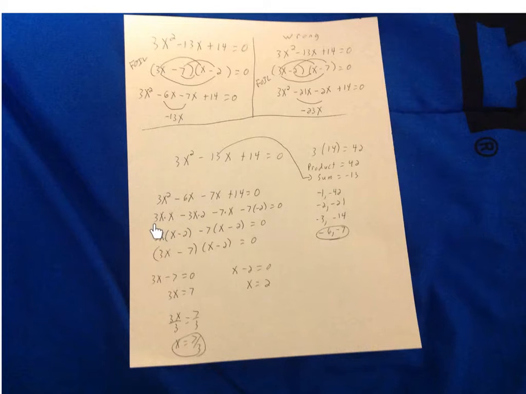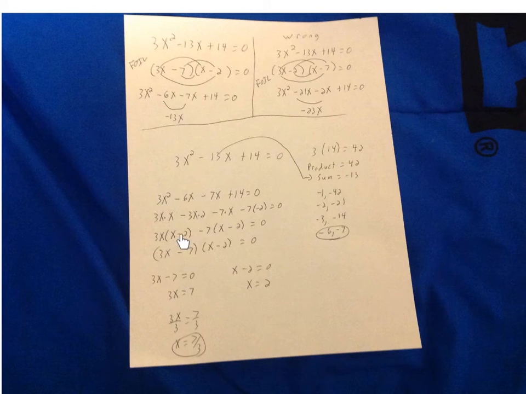So here I factored a 3x, that leaves me with x minus 2. If you distributed that, you'd come right back up here. Then I factored a negative 7 here, leaving me with x minus 2. Again, if you distribute that, you'd come right back here. Negative 7 times x would be negative 7x. Negative 7 times negative 2 would be a plus 14. And now there's one more step, you need to factor again.